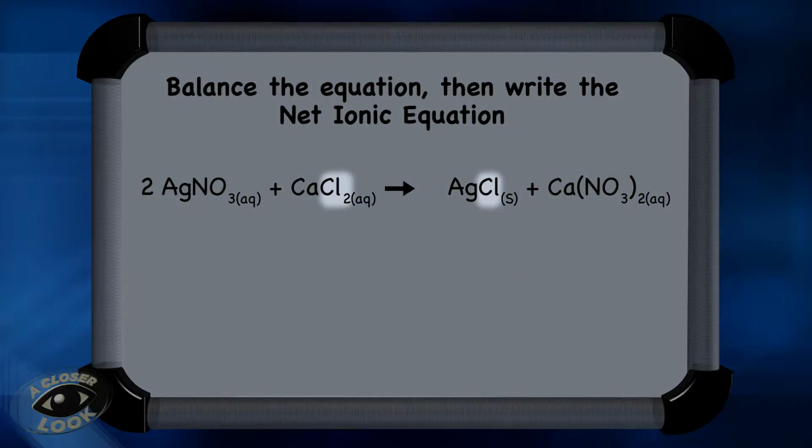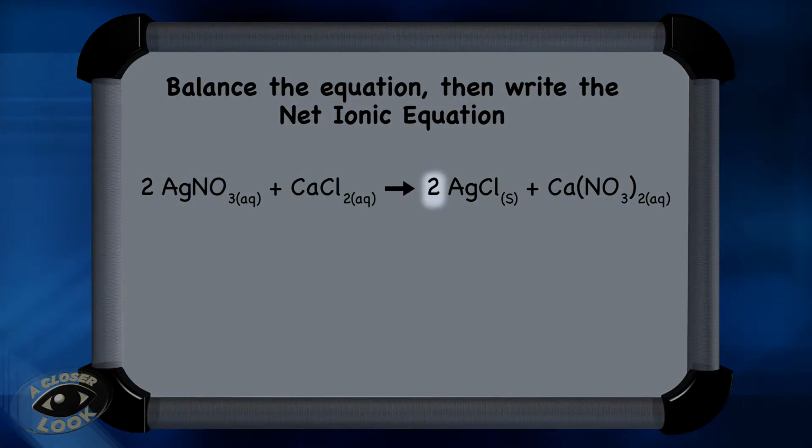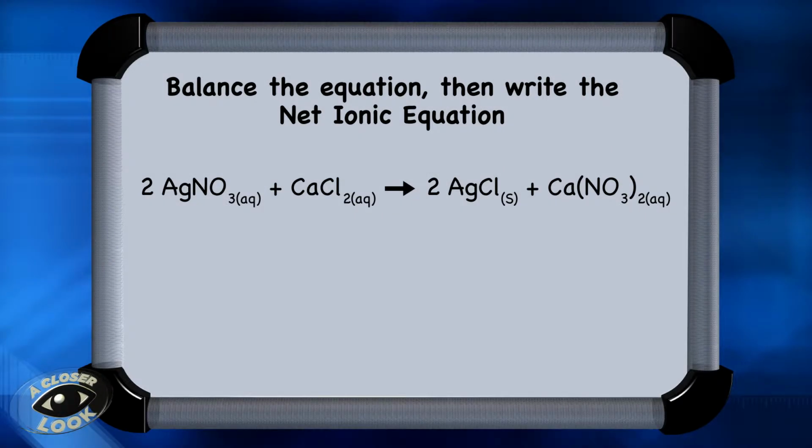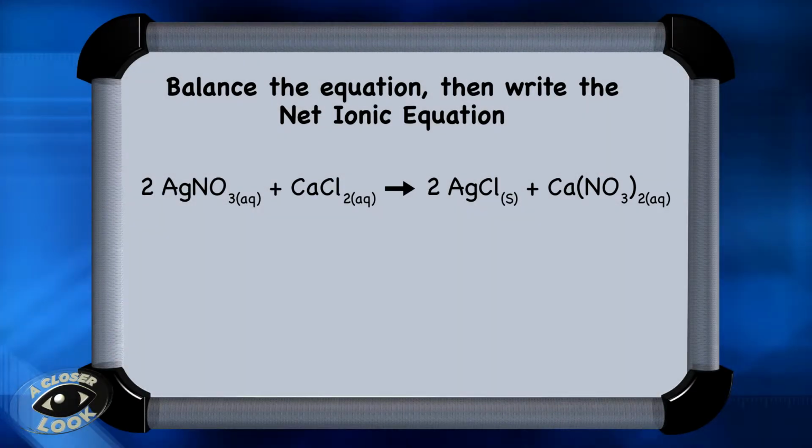Notice that the chlorides are not balanced either. There are 2 on the reactant side and only 1 on the product side. Balance the chlorides by putting a 2 in front of silver chloride, which also balances the silver. Now this is a balanced equation, and you're ready to eliminate the spectator ions. Look for the ions that appear as aqueous on both sides of the equation. Notice that nitrate is aqueous on the reactant side, and it's also aqueous on the product side. So nitrate is a spectator ion. It did not take part in the reaction.